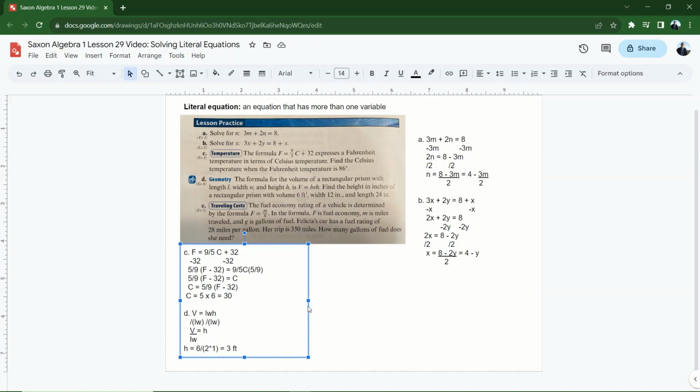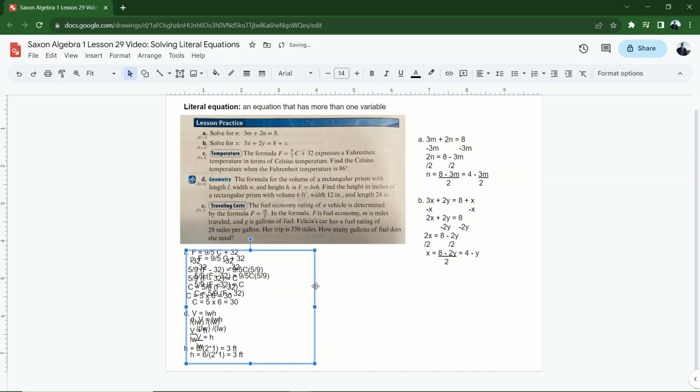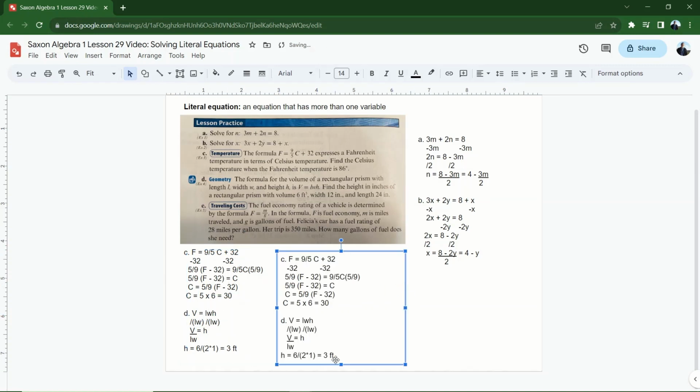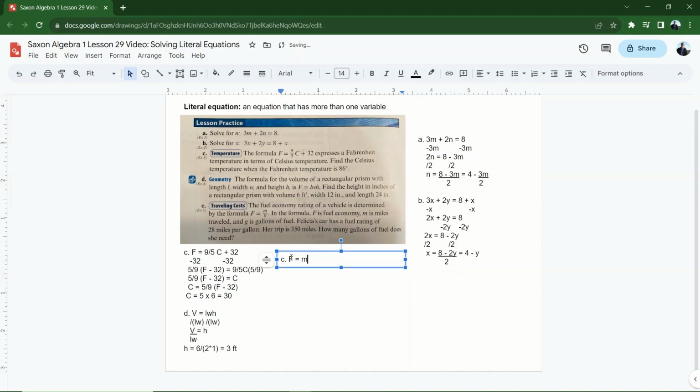And then finally, letter E. The fuel economy rating of a vehicle is determined by the formula F, fuel economy, equals M, miles, over G, gallons of gas. Felicia's car has a fuel rating of 28 miles per gallon, so that's this. Her trip is 350 miles, that's this. How many gallons of fuel does she need? Let's get gallons on a side by itself.